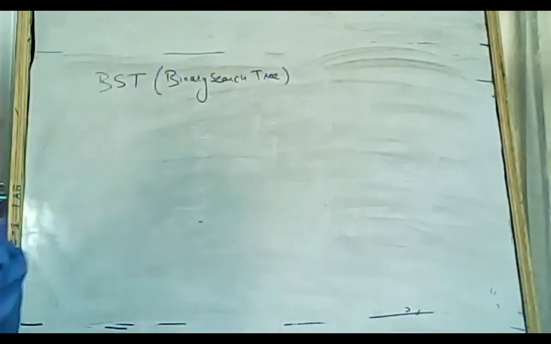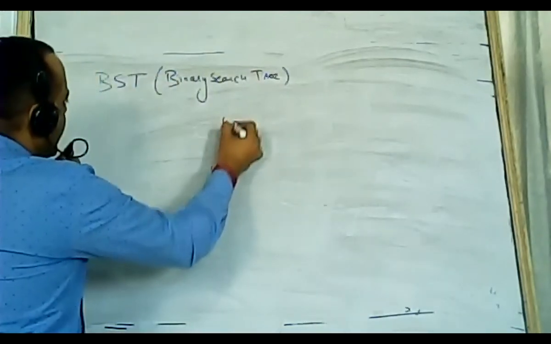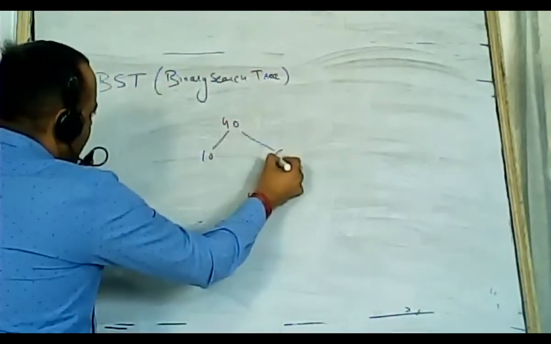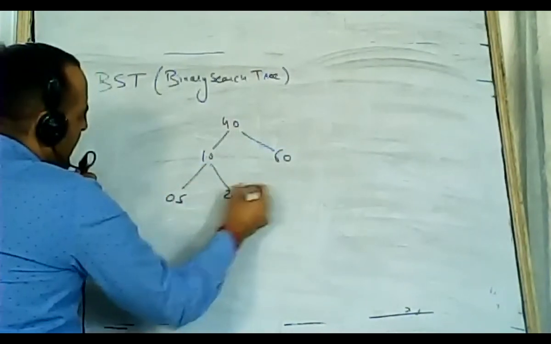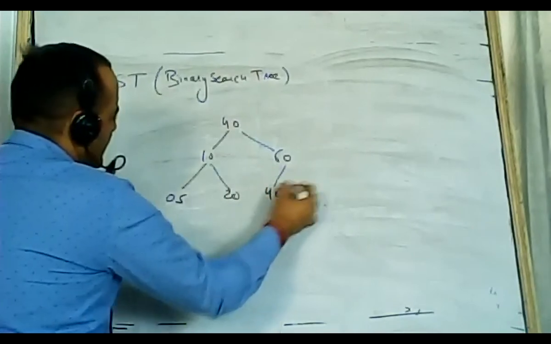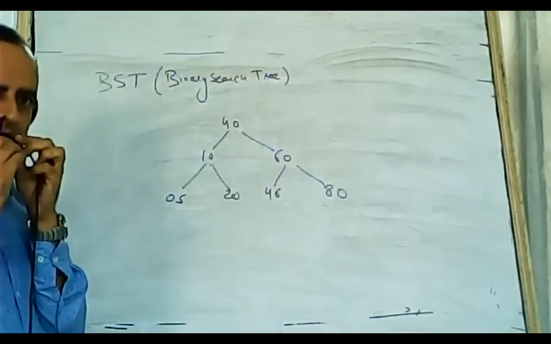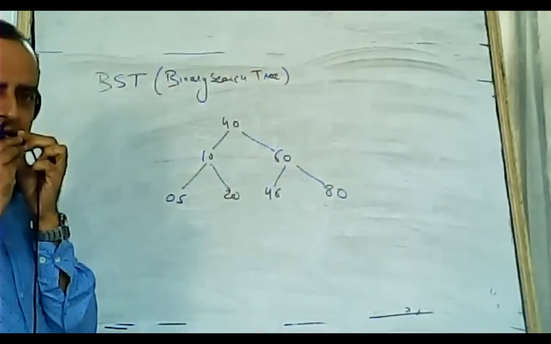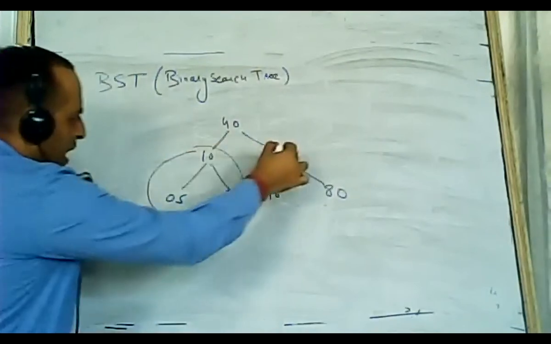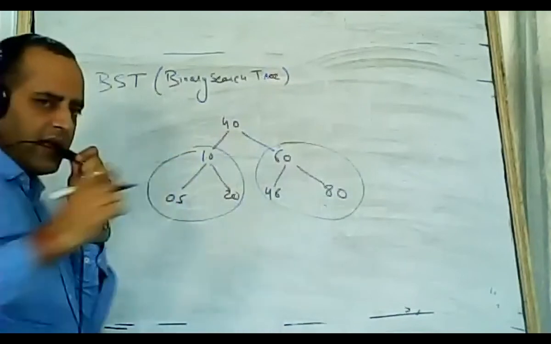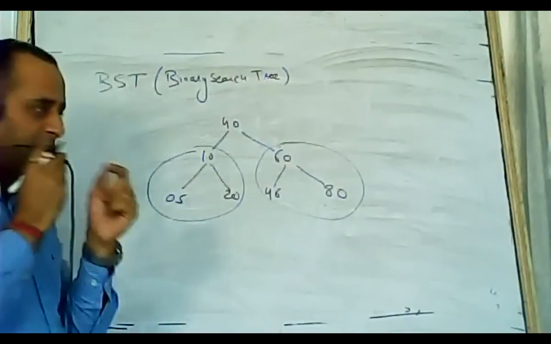So all the elements to the left are smaller than the root, all the elements to the right are greater than the root. 40, 10, 60, 5, 20, 46. Is this a binary search tree? Check all elements. All elements to the left are less than the root, all elements to the right are greater than the root. But notice one thing very important here.